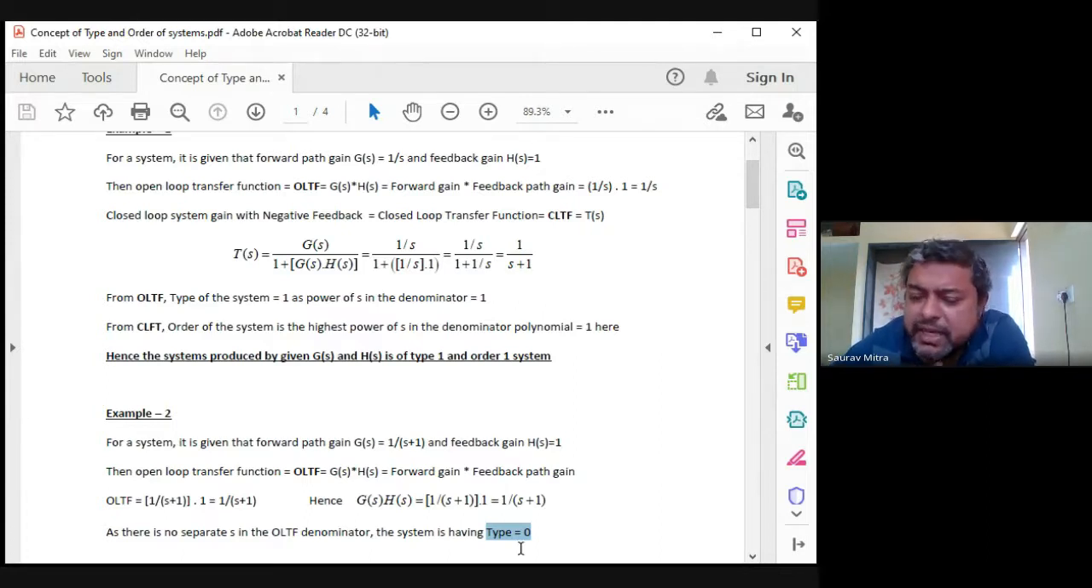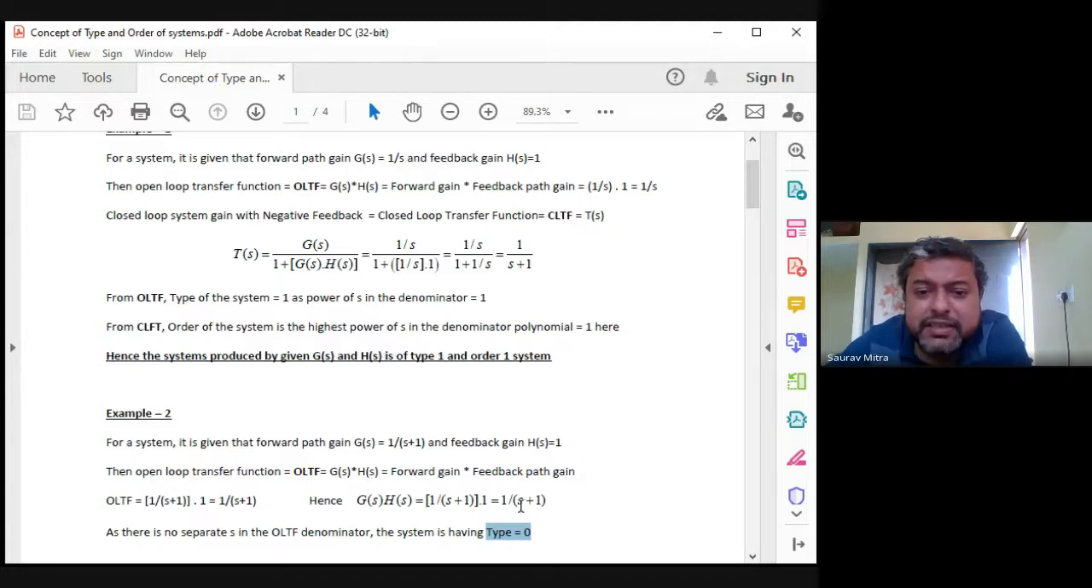So I will give you a GS, I'll give you an HS. Just multiply them. After multiplying, you find that GSHS is equal to 1 by S. That means there is one pole at origin. The pole of the OLTF, open loop transfer function, is at origin. How many are there? One. So what is the type of the system? One. Next case, GS is 1 by S plus 1 and H is equal to 1. Multiply them. GSHS. What is GSHS called? You have told already, it is called the open loop transfer function. How many S are there in the denominator of the open loop transfer function? That is actually called the type of the system.